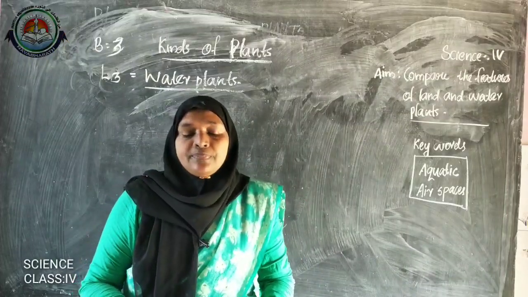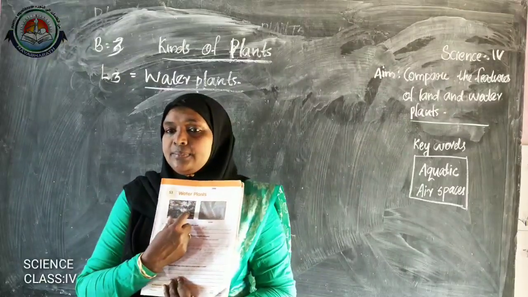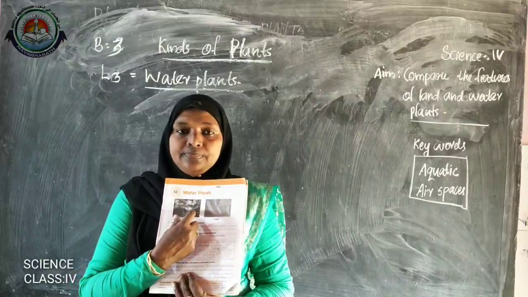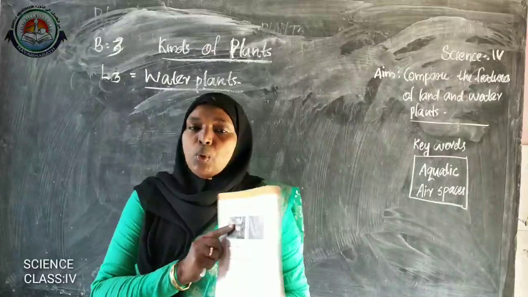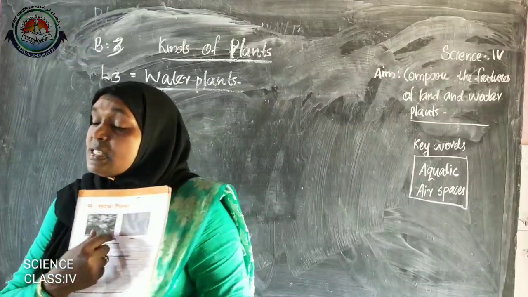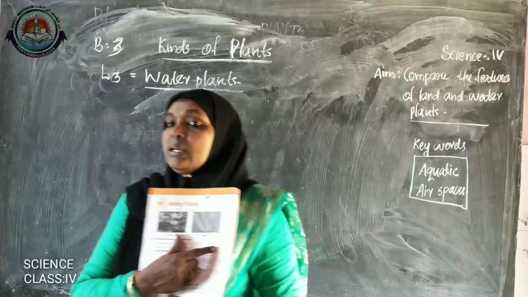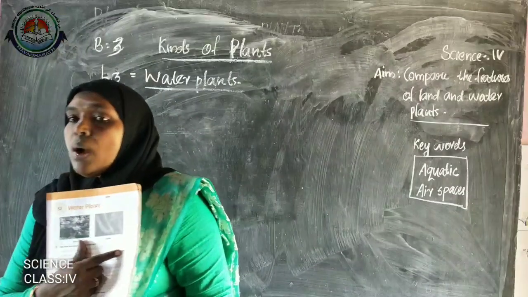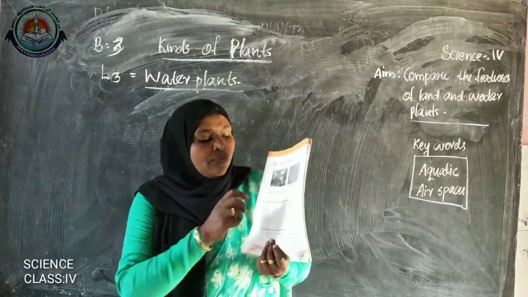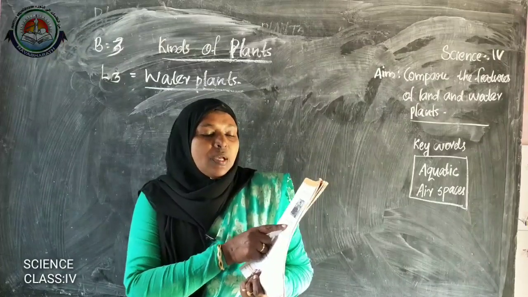Okay, all of you take? Yes. Look at the picture. First, two pictures are there. One is lotus plant. Second one is hydrilla. Both are which type of plants you know? Yes, both are water plants. Then first you write down two unique features of lotus plant.